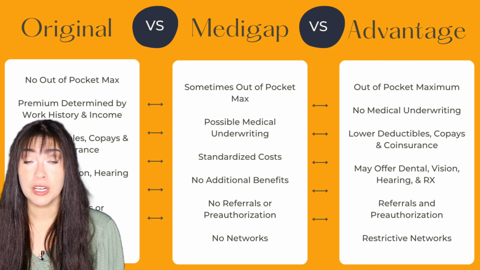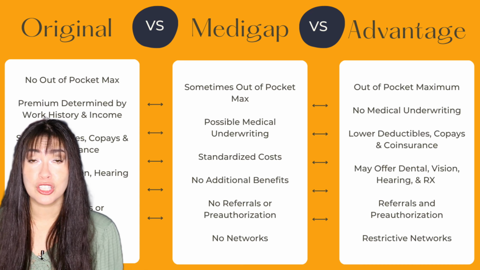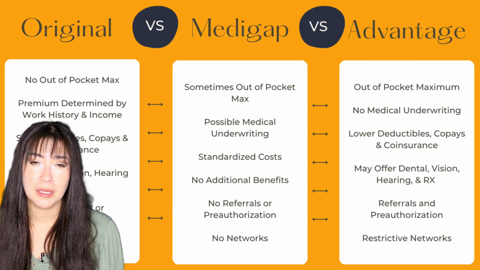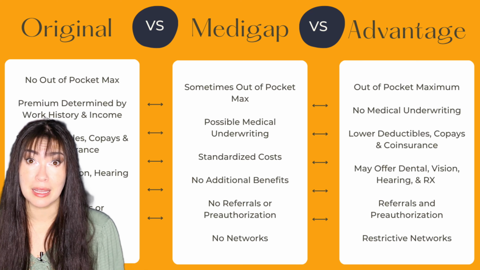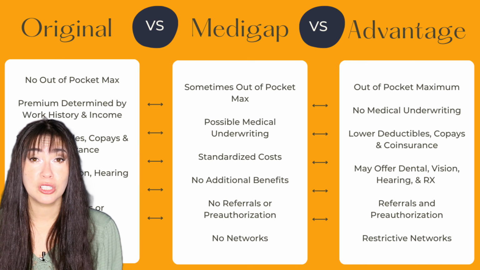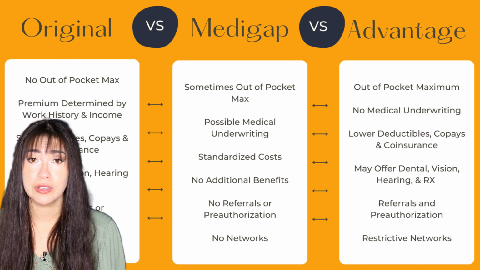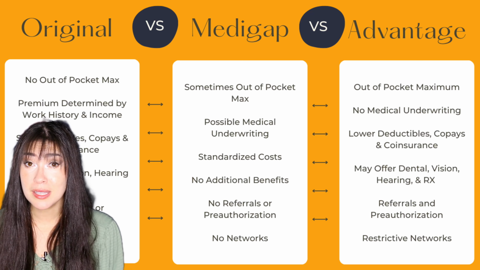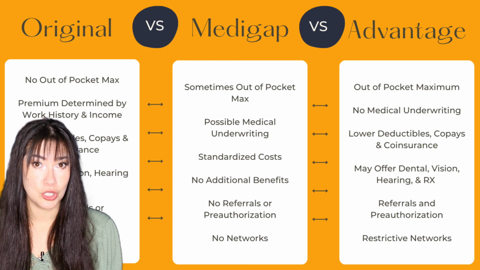They won't offer additional benefits like dental, vision, hearing, or prescription drug. They will just give you more flexibility and more financial security than a Medicare Advantage plan might, because with a Medicare Advantage plan, there's still going to be copays or coinsurance, and those can vary widely depending upon the services or treatments that you need, and of course the plan that you choose.